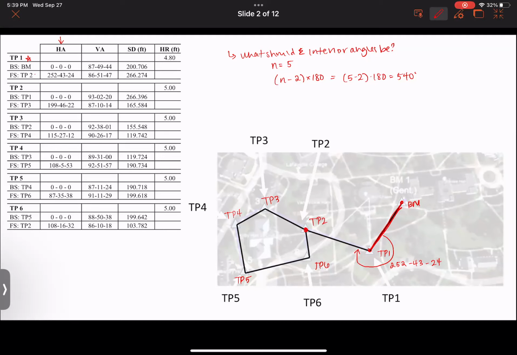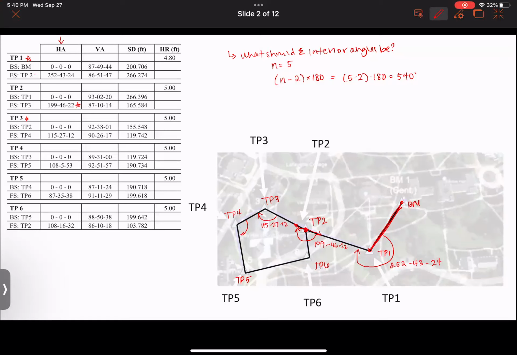Then they moved their instrument. They set up on TP2. They backsighted TP1 and they foresighted TP3. And they measured that angle to be right here, 199-46-22. They moved to TP3. They set up on TP3, backsighted TP2, and foresighted TP4. And that angle they measured as 115-27-12.